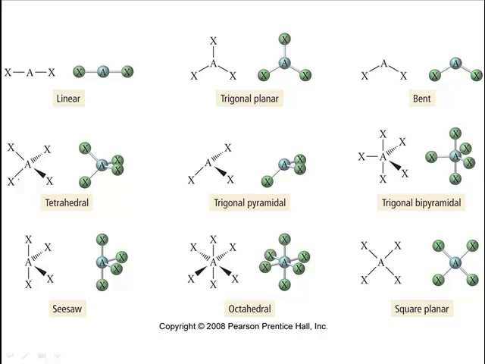So these are most of our shapes we've looked at so far. Linear with 2 electron domains. Trigonal planar with 3. Bent, again, should have 4 electron domains if it shows the lone pairs, which it doesn't. Here, tetrahedral basic shape. Trigonal pyramidal. This is a pyramid like ammonia. Trigonal bipyramidal. Seesaw, octahedral, and square planar.